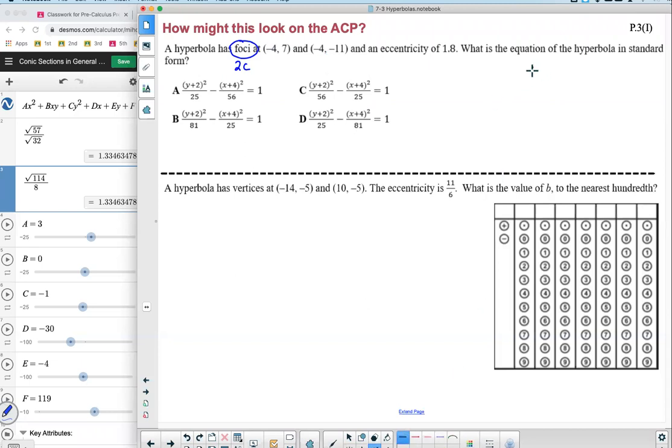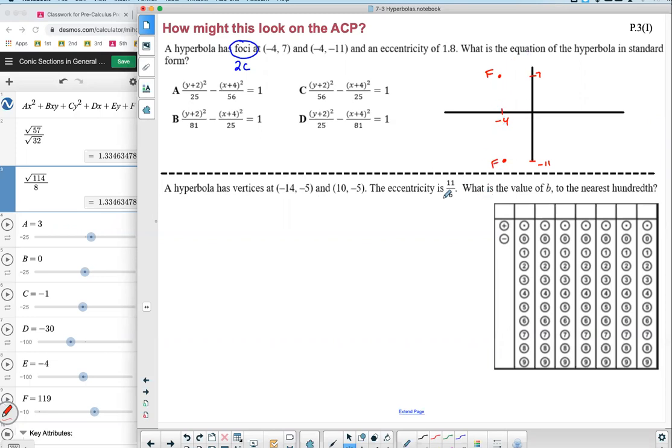So I'll plot a little graph up here. This says go left 4, up 7. So I'm just going to say a negative 4 there for the sake of time, and put a 7 there. 7, there's a foci. And the other foci is left 4, down 11. So I went all the way down to 11. Here's my other foci.